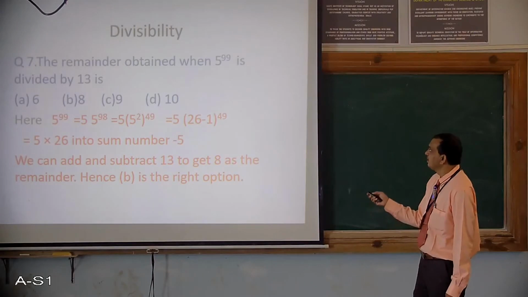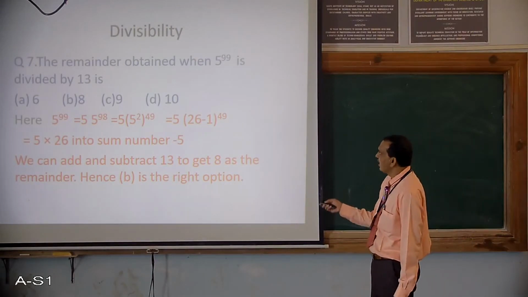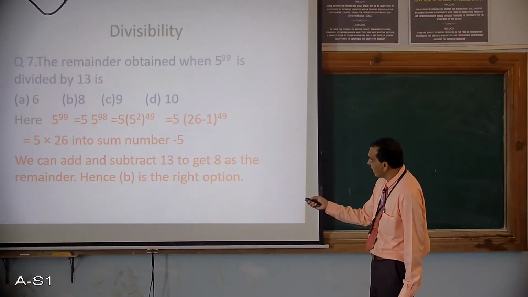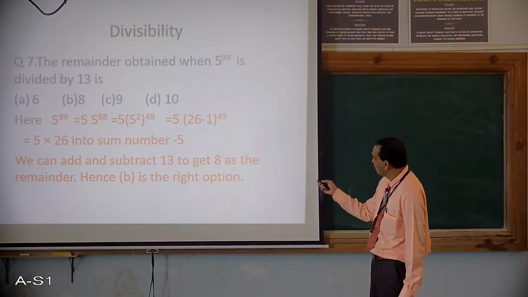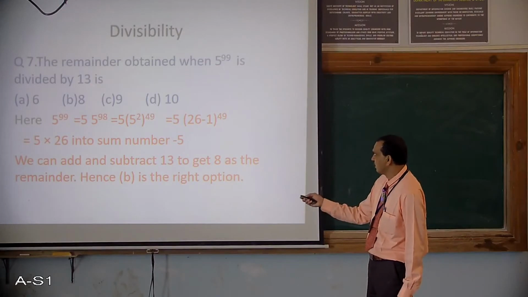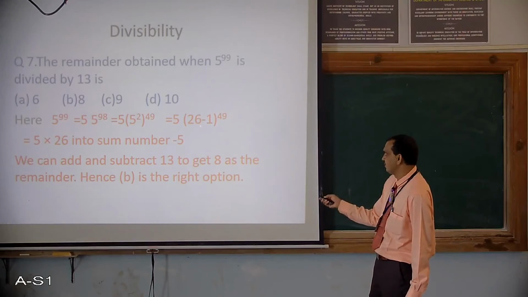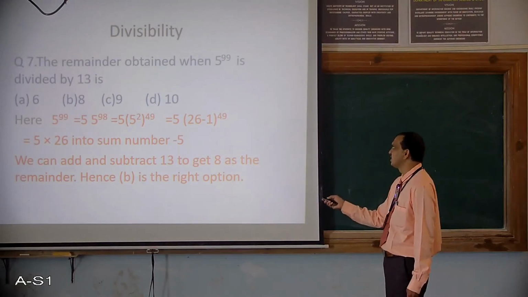So this way, if any other number is given, you can try. Some other power may be there, and accordingly you have to proceed. What you have to see is what is dividing. Accordingly, manage the power of 5, whatever number is there. 13 is there, that's why 26 is close, that's why we are going for 5 raised to square, right? So that's why it is 5 squared, and that is written as 26 minus 1.